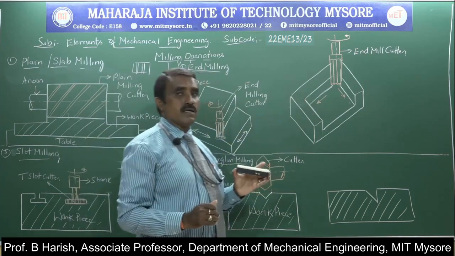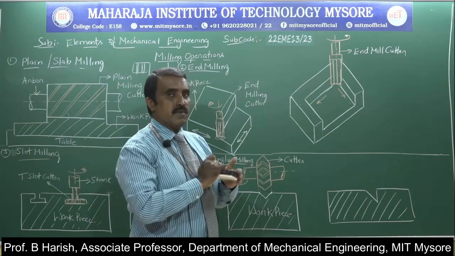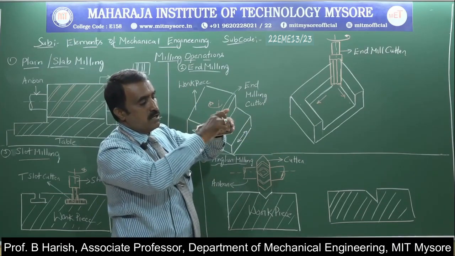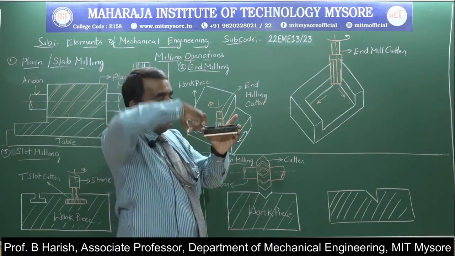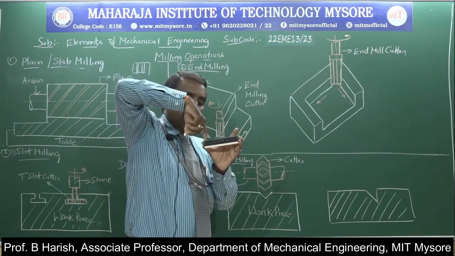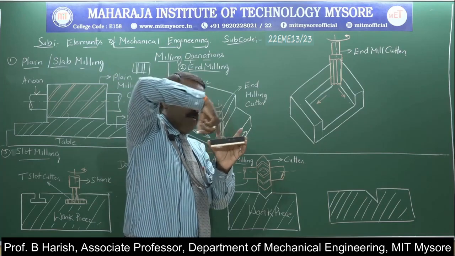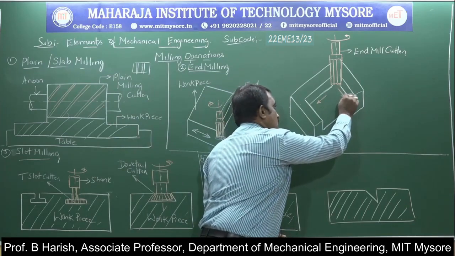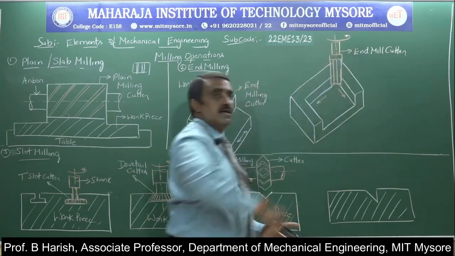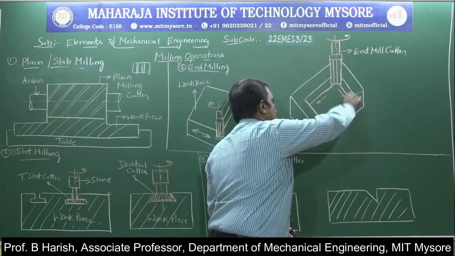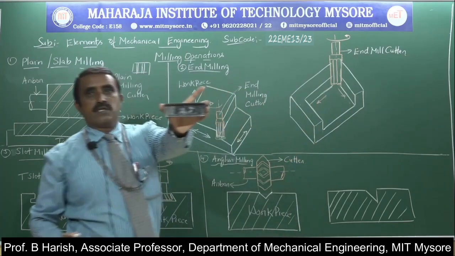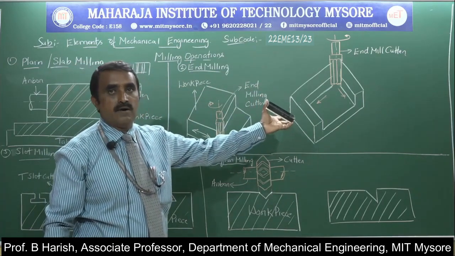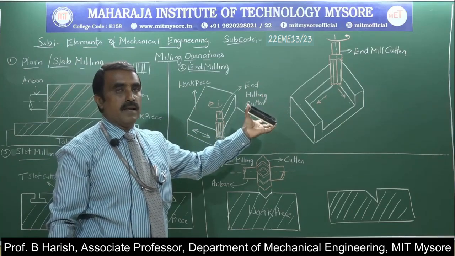Here you can observe one more thing in the sketch. You have to remove the material in this slot. You want to create a slot. Then the cutter will be placed here, and it will move in this direction, from edge to edge. As it moves, it removes the material. This is the direction of movement, and this is the direction of rotation of the milling cutter. It moves like this, and then the slot is made. Getting a slot like this on a given workpiece is once again an end milling operation.